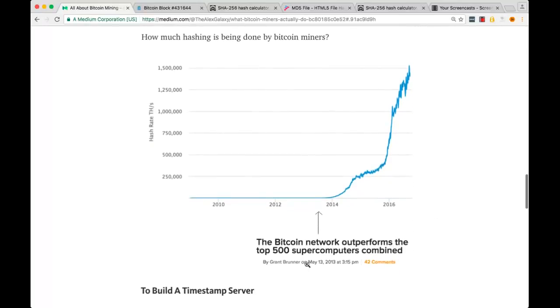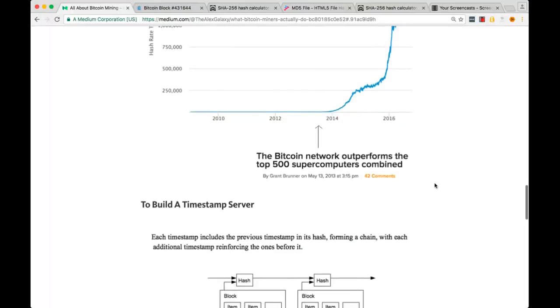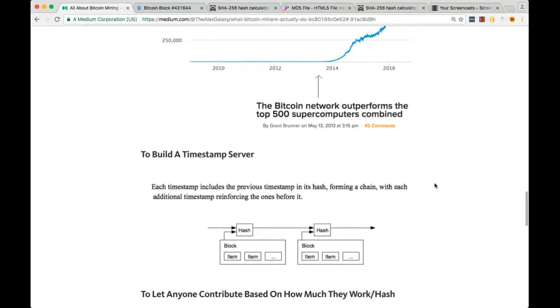In fact, in May of 2013, someone calculated that the Bitcoin network could do more hashes per second than the top 500 supercomputers combined. So we're really at astronomical levels of hashing. So we're almost getting close to how Bitcoin mining works.